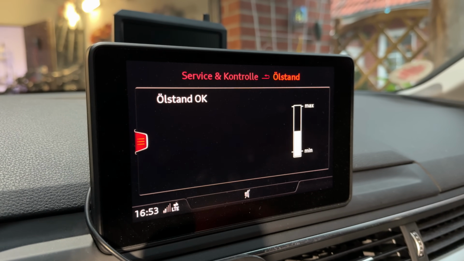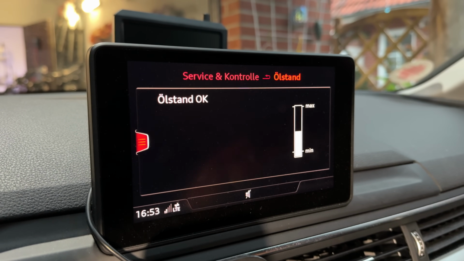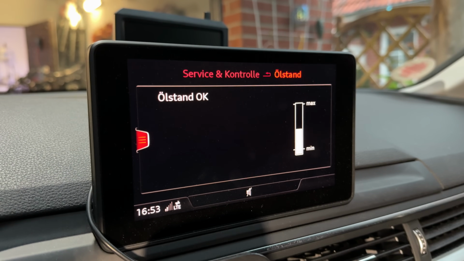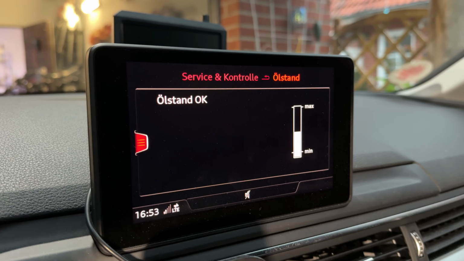We add more oil, then close the bonnet. The current oil level will be shown on the information system the next time the ignition is switched on.